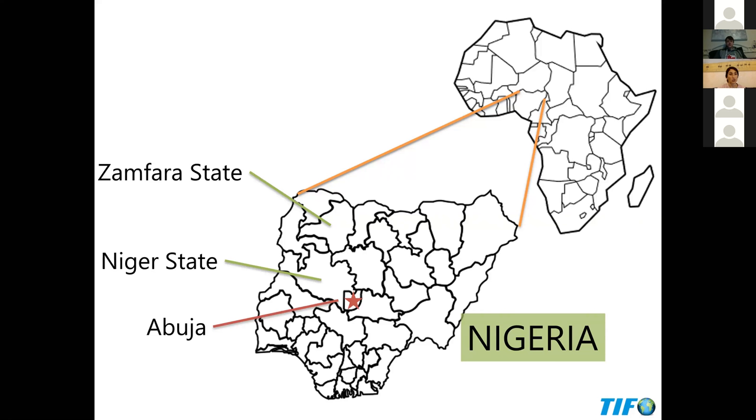The outbreak is the same source, but I'm going to focus on Zamfara today for simplicity. You should also know that culturally, Nigeria is very different between the north and the south. We're working primarily in the north, where it's predominantly the Hausa tribe in Zamfara State, and it's predominantly Muslim. And that becomes important later on when we talk about exposures.